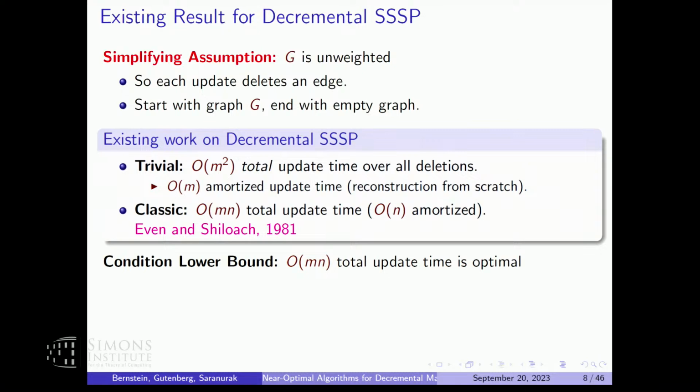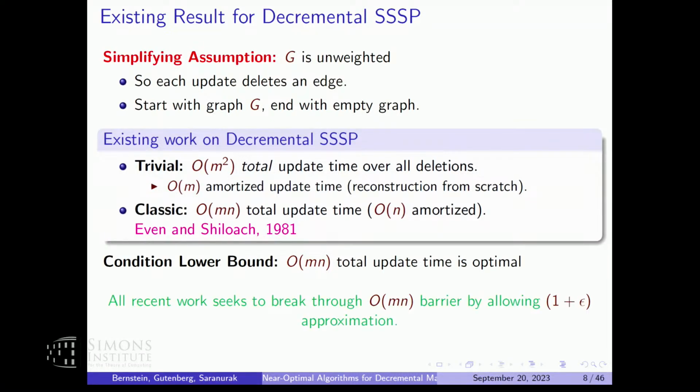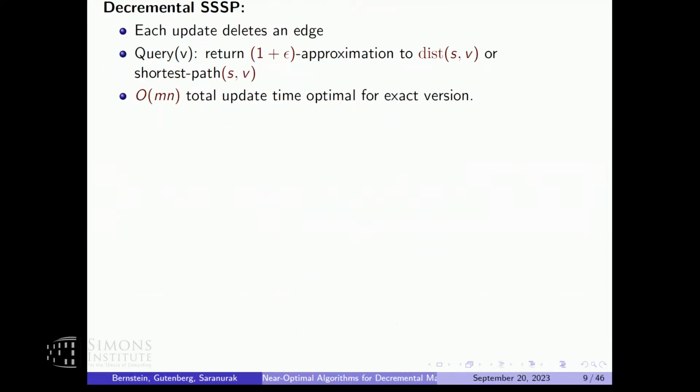So basically, the trivial thing is to recompute single source shortest paths from scratch after every deletion. It takes m time to recompute. With m deletions, that's m squared total time. There's a classic improvement down to mn. And there's a conditional lower bound showing this is optimal for the exact case. So we turn to the approximate case. What can you do if you allow approximate distances? Okay, so this is the problem.